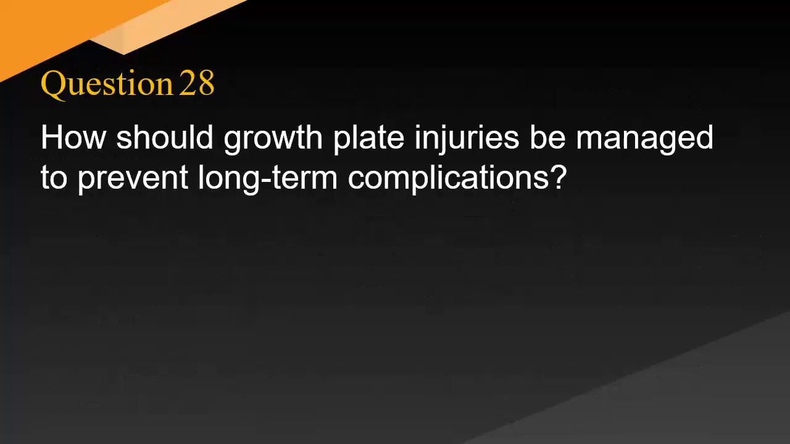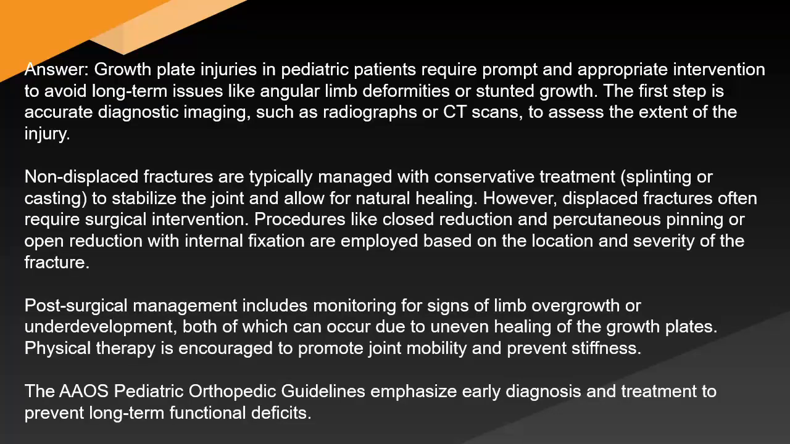How should growth plate injuries be managed to prevent long-term complications? Answer: Growth plate injuries in pediatric patients require prompt and appropriate intervention to avoid long-term issues like angular limb deformities or stunted growth. The first step is accurate diagnostic imaging, such as radiographs or CT scans, to assess the extent of the injury. Non-displaced fractures are typically managed with conservative treatment, splinting or casting to stabilize the joint and allow for natural healing. However, displaced fractures often require surgical intervention.